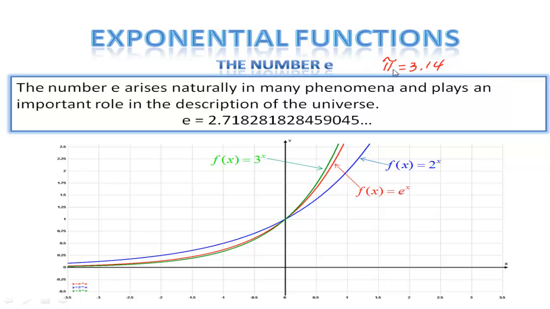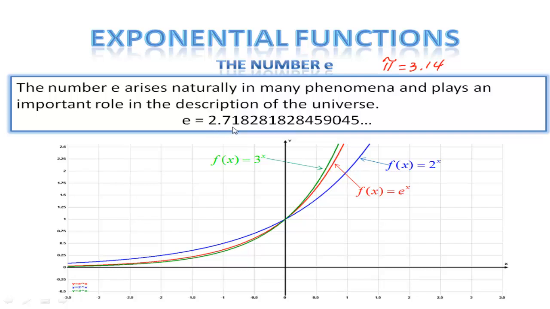So pi comes up a lot in geometry. Instead of using the number 3.14 and that whole non-terminating decimal, they just assigned it a Greek letter, pi, to denote that number. E is very similar. E stands for this number, just like pi stands for this number.